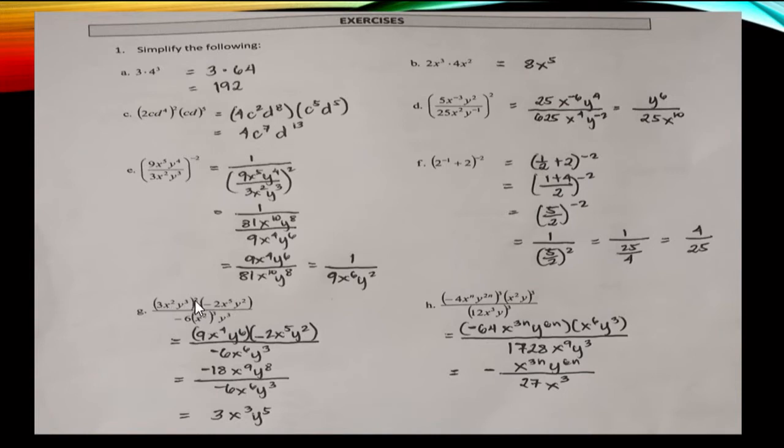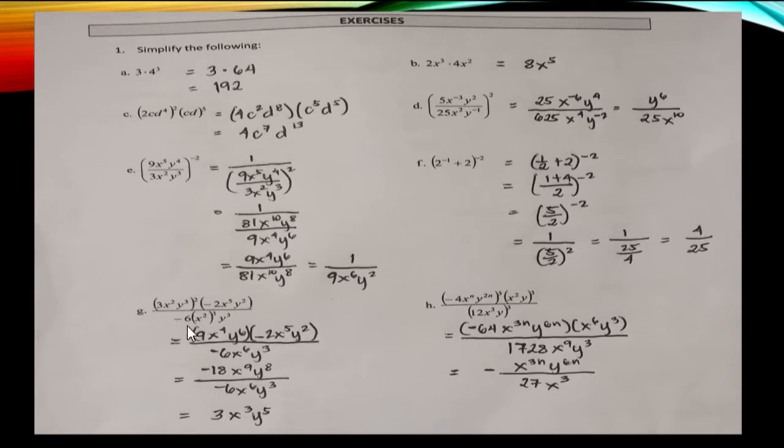So, 3 squared, that is 9. x squared to the power of 2, or x squared times, by the law of exponents, that is x to the power of 4. Then for y, 3 times 2, so y to the power of 6. Then here, there is no exponent shown, it is just 1, so we copy.